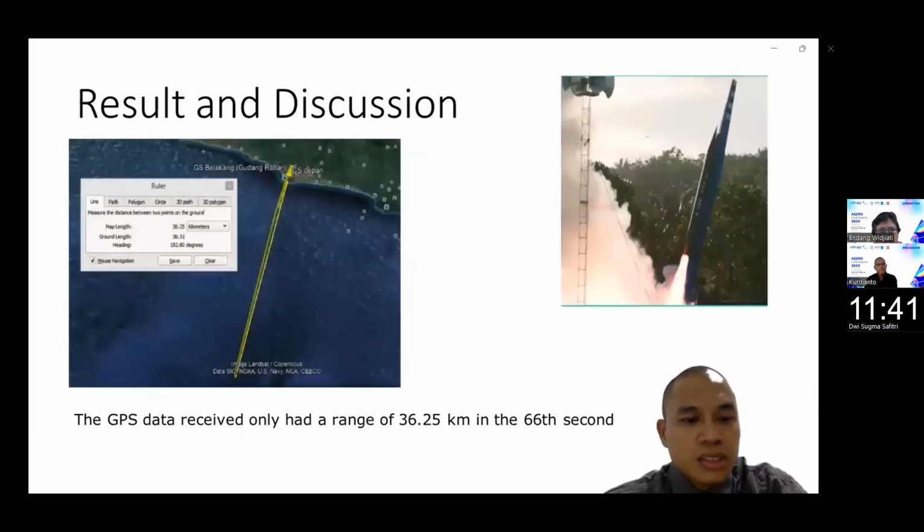Data 4 is GPS data. The GPS data received only had a range of 36.25 kilometers in the 66th second.